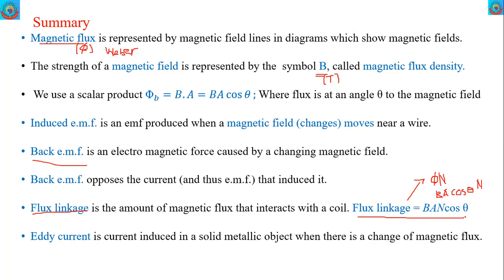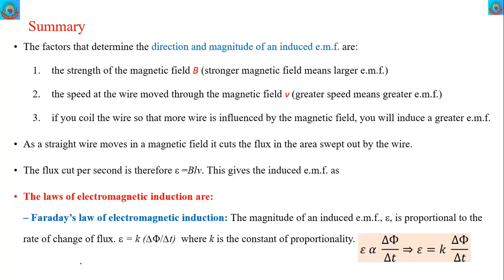Eddy current is the current induced in a solid metallic object when there is a change of magnetic flux.